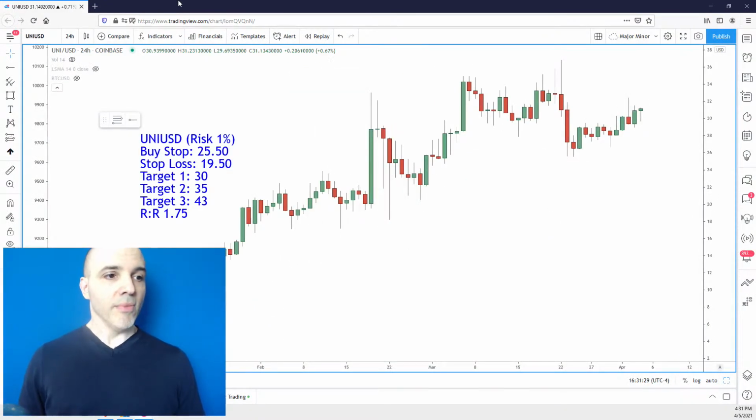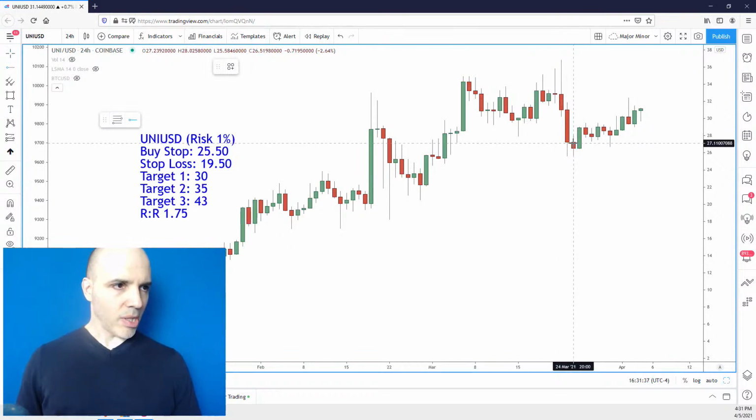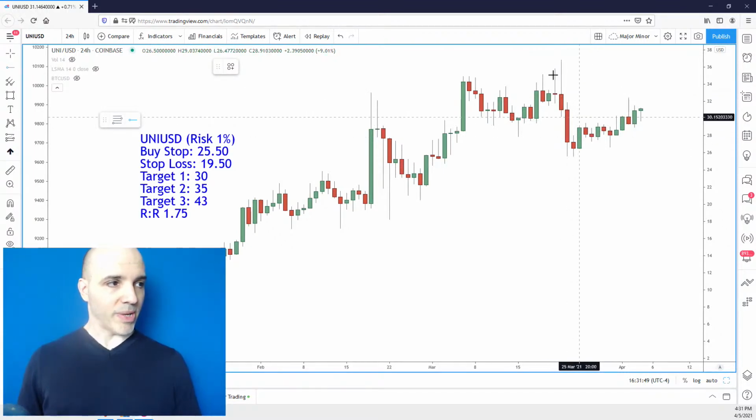Okay, Uni. We called Uni. I sent this one out as a swing trade a while back. I think this didn't get stopped out. I know Link got stopped out. Let me see. What's the low on Uni here? 25. Our stop loss was 19.50. I don't think this thing ever actually stopped out. And our third target was 43. It never went to 43, but it went to 36.83. So it went to two targets, right? And now it's just been consolidating.